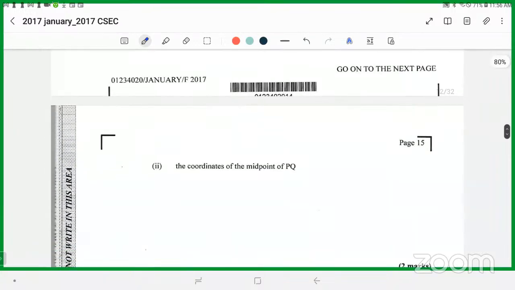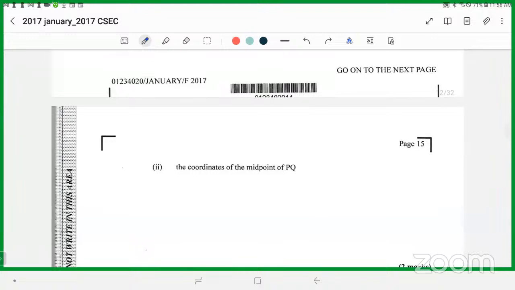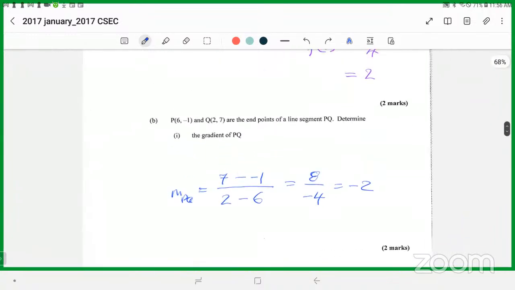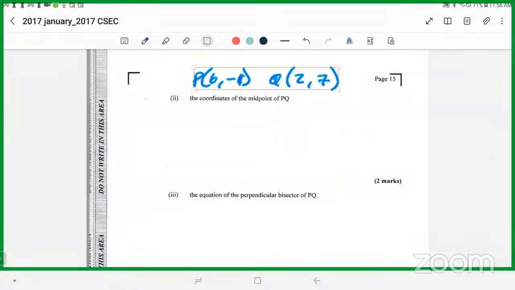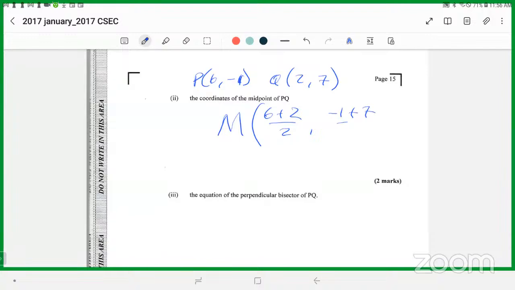What else do they want? They want the coordinates of the midpoint. Remember, the midpoint is like an average point. Let's write down the points. P is 6, negative 1, and Q is 2, 7. So the midpoint is like an average point. Let's call the midpoint capital M. The average of these two x values, that's 6 plus 2 over 2. Then the average of these two y values, that's negative 1 plus 7 over 2. And so the midpoint M, this becomes 8 over 2, which is 4, and this becomes 6 over 2, which is 3. So the midpoint on PQ is this point, 4, 3. Nice and easy. Midpoint like an average point.